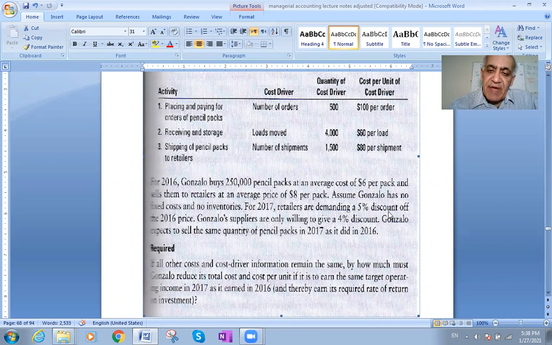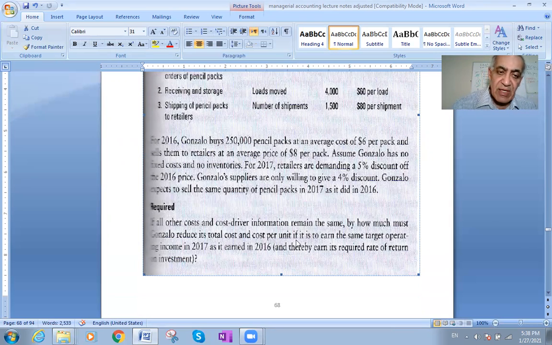Retailers are demanding a 5% discount off 2016 prices. So there is a 5% discount. Gonzalo's suppliers are only willing to give a 4% discount. Gonzalo expects to sell the same quantity of pencils in 2017. Required: if all other costs and cost driver information remain the same, by how much must Gonzalo reduce its total costs and cost per unit?